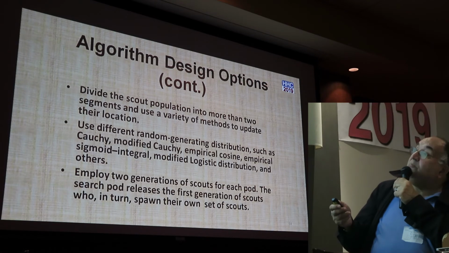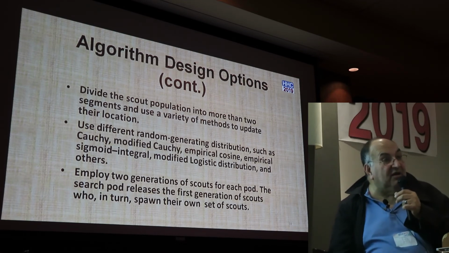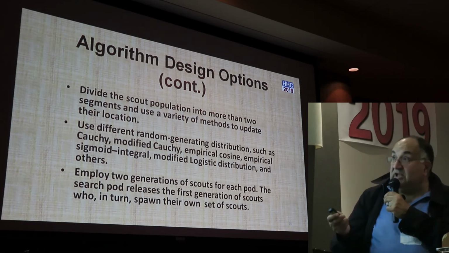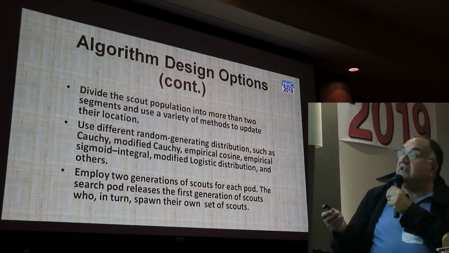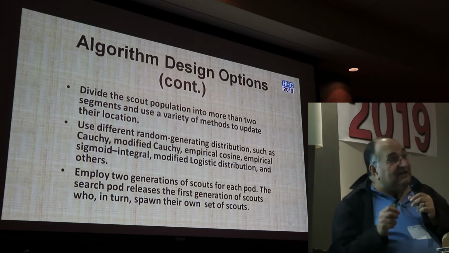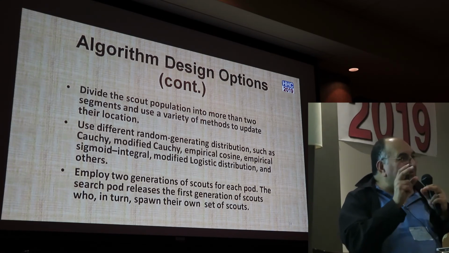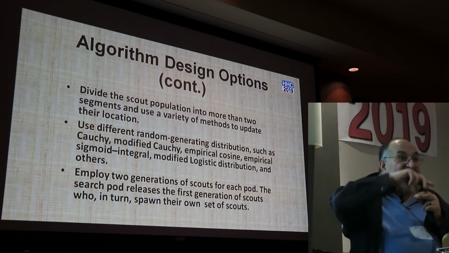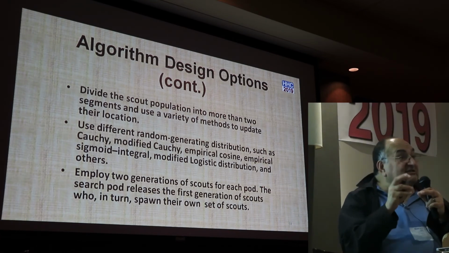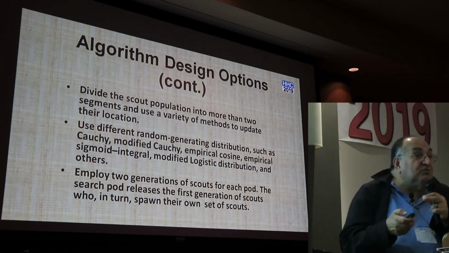Now you can divide the scout population into two segments like I did here that use two different random number generators. And actually you can create more than that, 3 or 4, whatever. And you can use different random generators such as Cauchy, modified Cauchy, empirical cosine, empirical sigmoid integral, and so on. A lot of these, I looked at the distributions and I adapted them. I basically committed heresy. I think the American Statistical Association probably has a hit out on me because I did. But I played with it, and if it's giving me a distribution that I like, not necessarily replicating the normal, but around the middle, whatever, then it worked. And I tried different ones, and they seem to work okay.